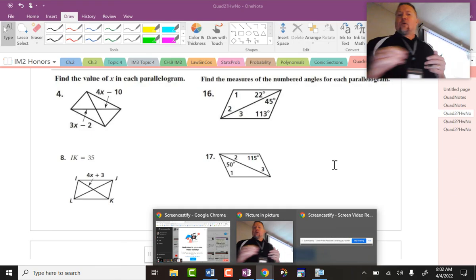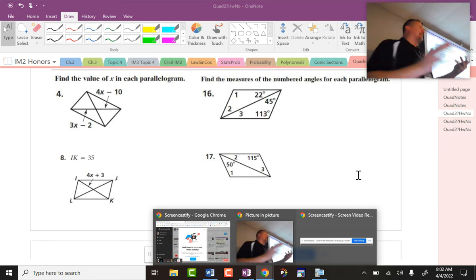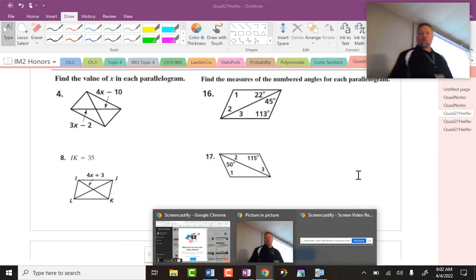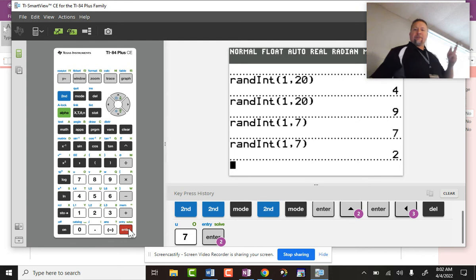But next one. So find the value of x in each parallelogram. Again, this was kind of a simplistic worksheet. I just wanted to get the thoughts flowing. So I'll finish this first page. I'll leave you alone.